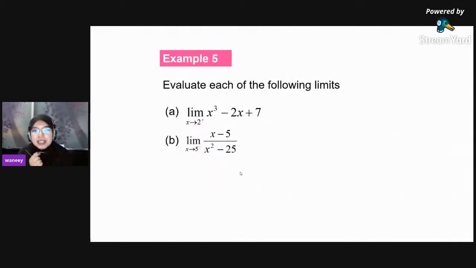Okay, so this is the last example, example 5. Evaluate each of the following limits. The first one, calculate the limit as x approaches 2 from the right hand side for x cubed minus 2x plus 7. And the other one, the limit as x approaches 5 from the left hand side for (x minus 5) over (x squared minus 25). Perhaps I'll give you around 5 minutes to do A and B. How to do them? We simply substitute the values in.